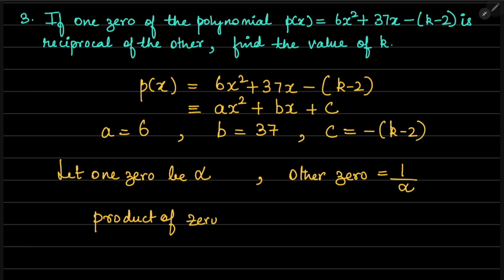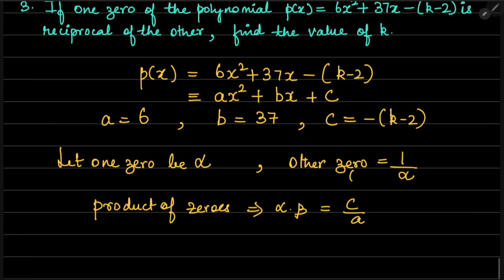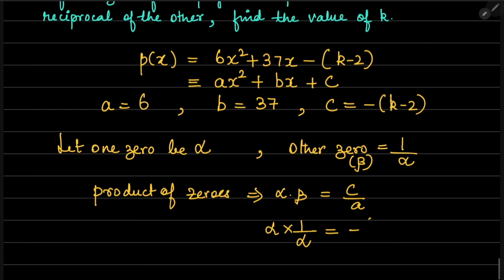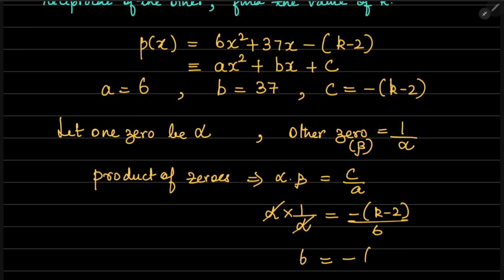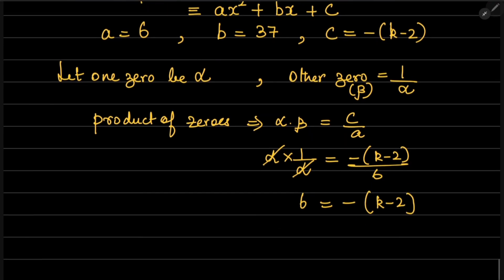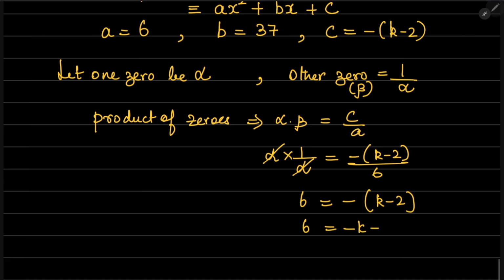What is the formula for product of the zeros? It's alpha into beta is equal to c by a, right? So instead of beta, what do we have? We have 1 over alpha. So alpha multiplied by 1 over alpha is equal to c by a. What is c? Minus of k minus 2 divided by 6. So alpha gets cancelled, cross multiply. So 6 is equal to minus of k minus 2. Open the bracket. So 6 is equal to minus k plus 2. So k will be equal to 2 minus 6, right? Which is equal to minus 4.